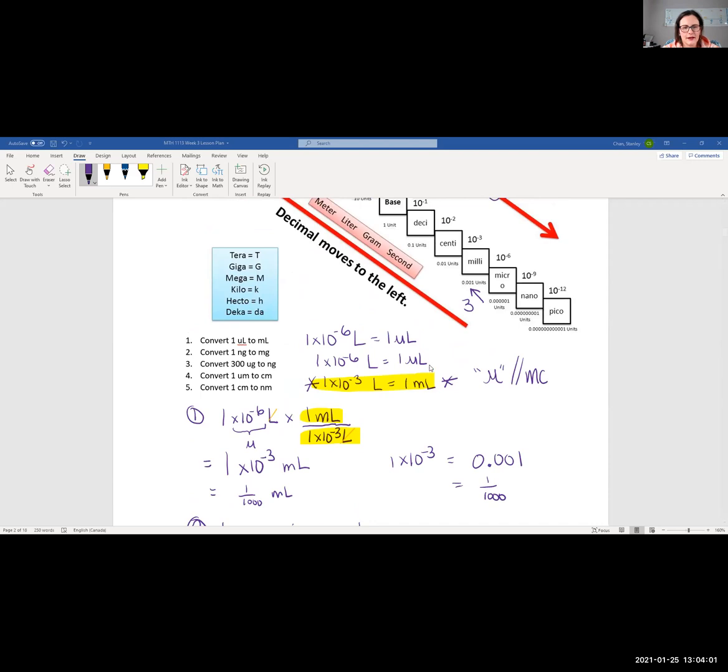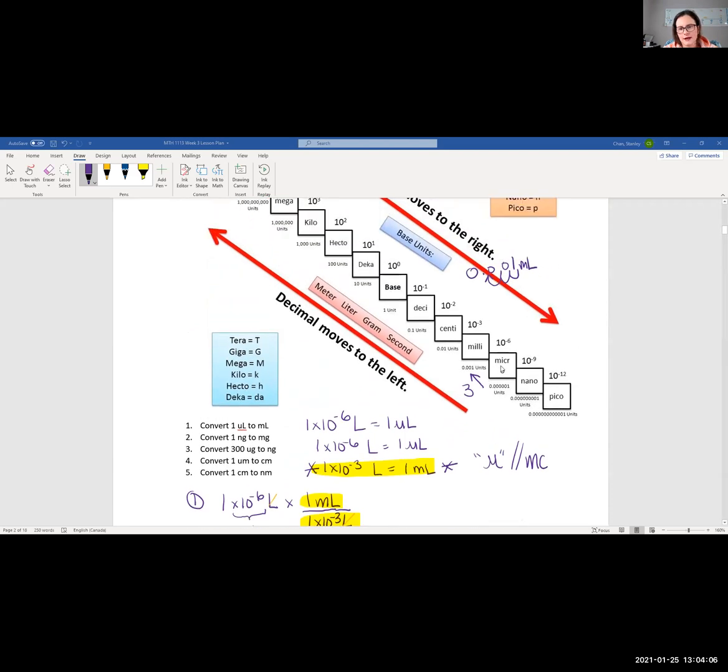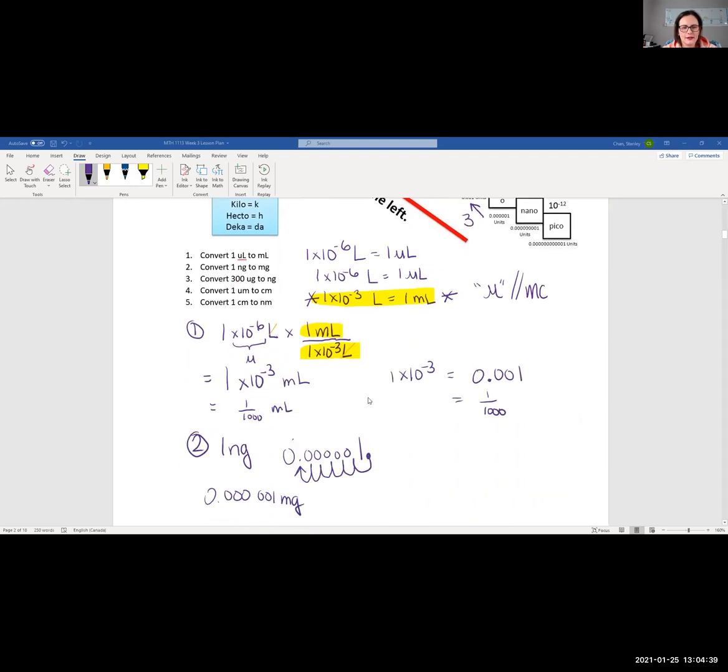Ooh, now this one's a toughie. Okay, from micrometers to centimeters. So micro is times 10 to the -6, where centi is times 10 to the -2. So how many places are we going to move our decimal from micro to centi? Is it 4? So yeah, micro, times 10 to the -6 minus -2 equals -4. All right, so the decimal is going to be moved 4 places to the left.